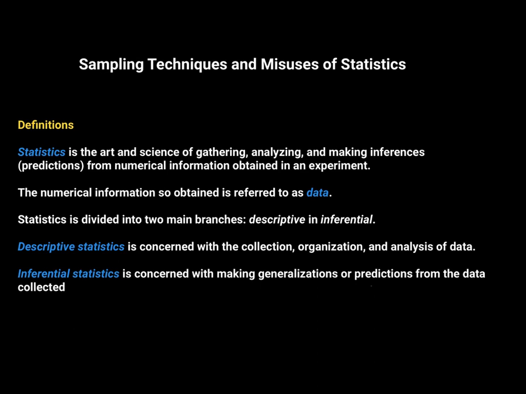Statistics is divided into two main branches: descriptive and inferential. The word on the slide for a second was "in", and that was a typo. So it's descriptive and inferential. Descriptive statistics is concerned with the collection, organization, and analysis of data, whereas inferential statistics is concerned with making generalizations or predictions from the data collected.